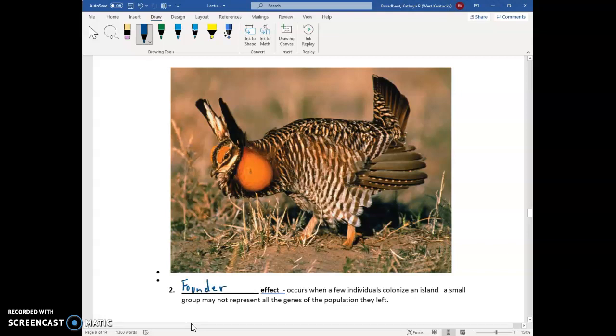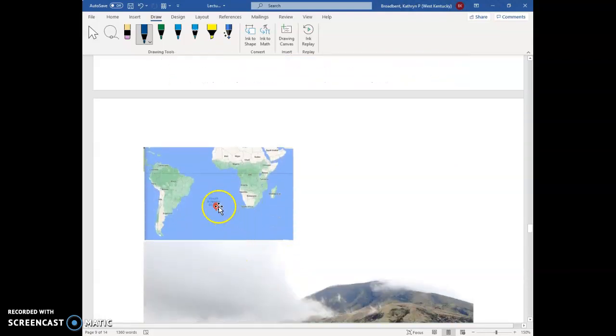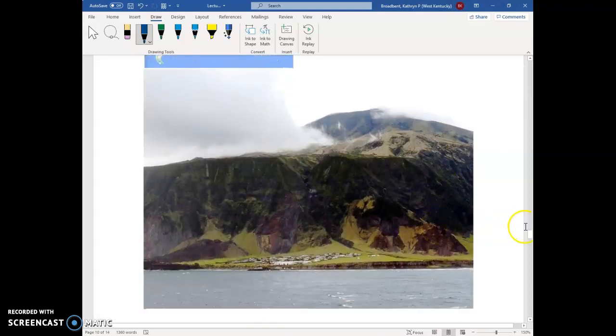It happens when a few individuals frequently colonize an island, and the small group may not represent all the genes in the population they left, or they may overrepresent a gene. There's this little island here in the middle of the South Atlantic, and it was colonized by some guys from England in 1814. 15 people went there to live.